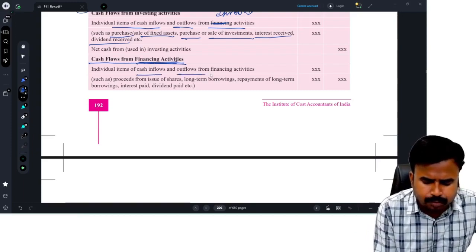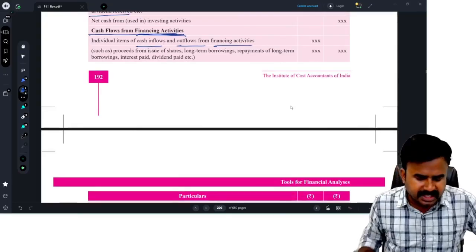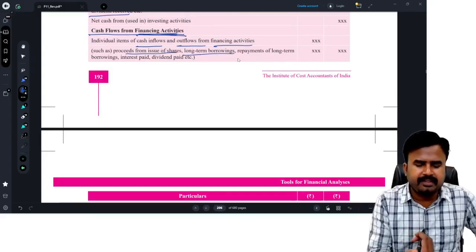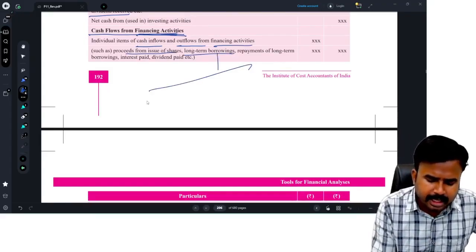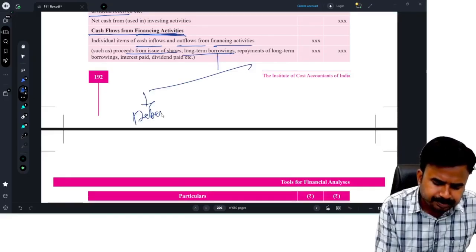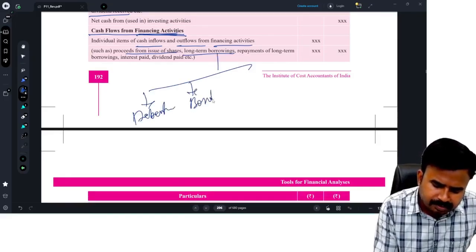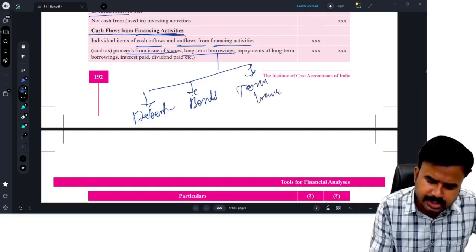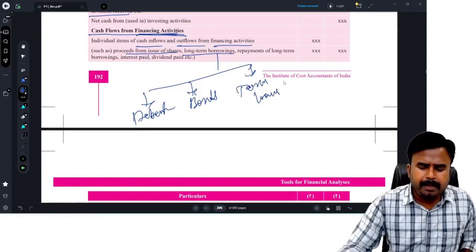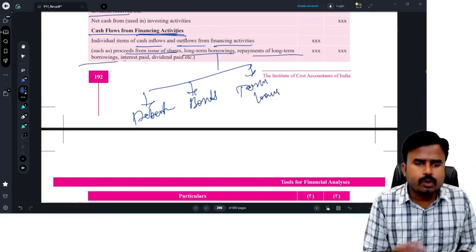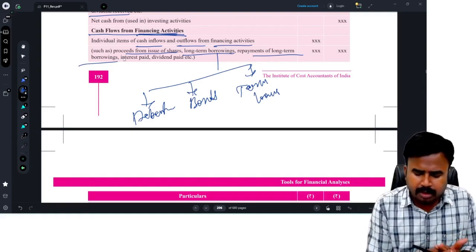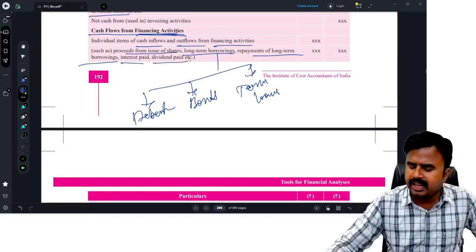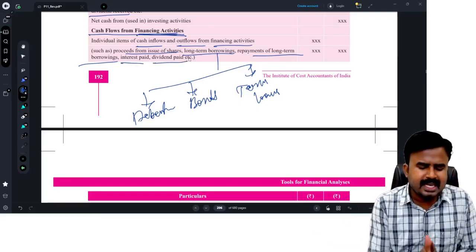Individual items of cash inflows and outflows from financing activities must be considered here, such as proceeds from issue of shares, long-term borrowings. So proceeds from issue of shares can be equity shares or preference shares. Long-term borrowings means you should consider every source like debentures, bonds, and other term loans from banks or other financial institutions or from private lenders. Okay. And repayment of long-term borrowings, that includes redemption of debentures, redemption of bonds, and repayment of term loans. Interest paid and dividend paid, etc. Dividend means equity dividend and preference dividend. So all these transactions must be considered here.